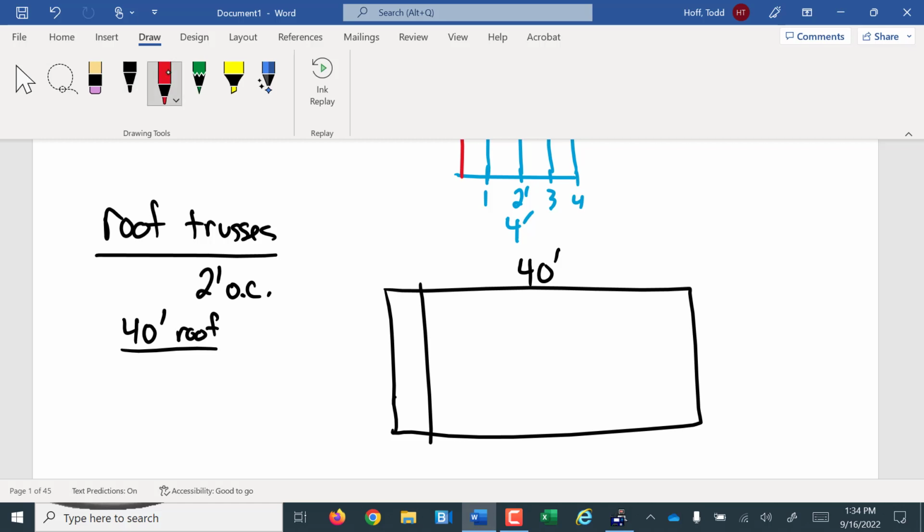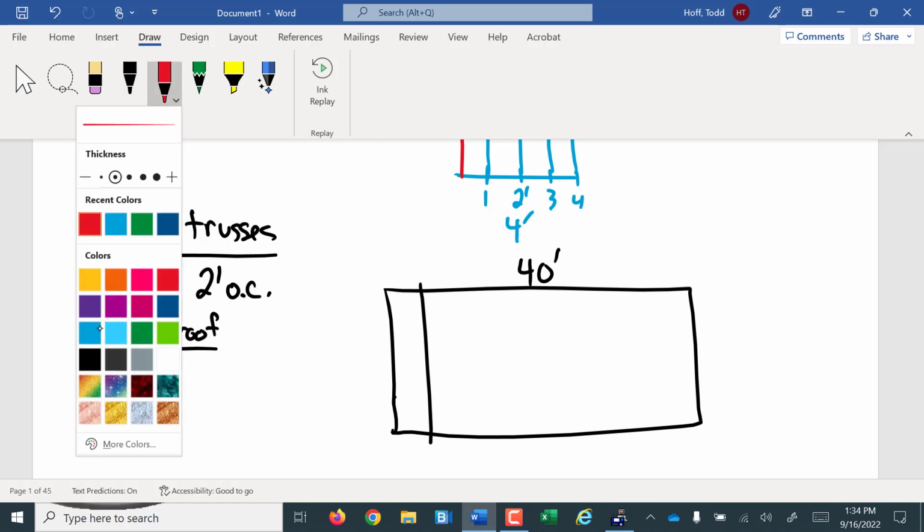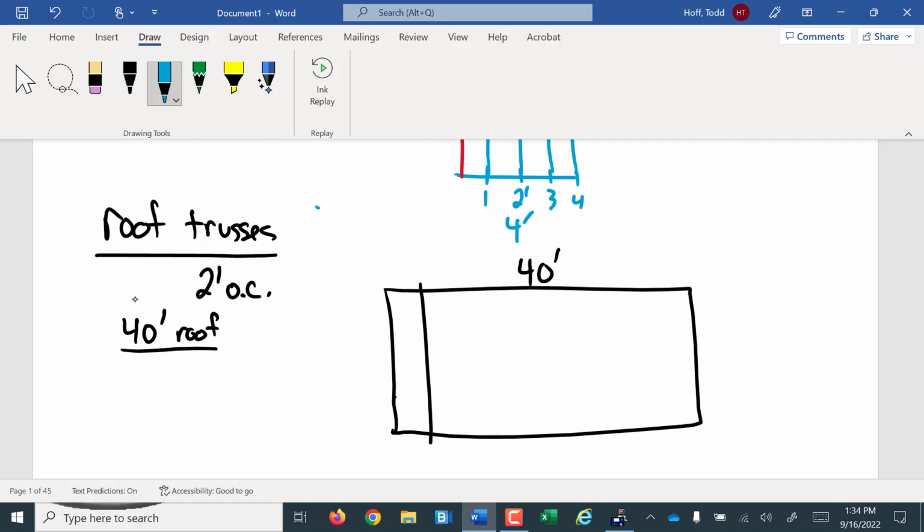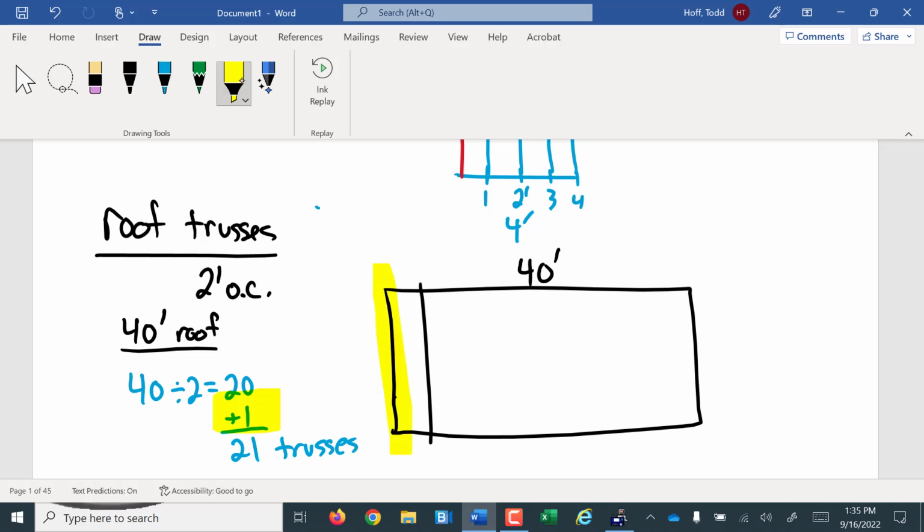How do we figure out how many trusses we need? 40 divided by 2 gives us 20. And then, of course, we still have to add 1. It's going to be 21 trusses. This adding 1 is when we need 1 at both ends. We needed 1 at the beginning and at the end.